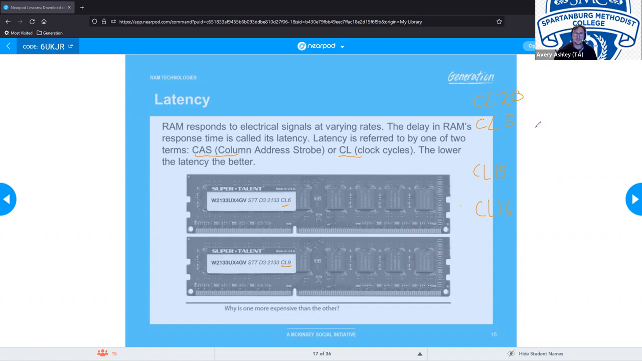We don't like it, it slows things down. So the less latency we have, the better off we're gonna be. Thank you.